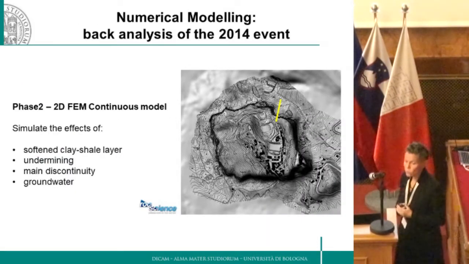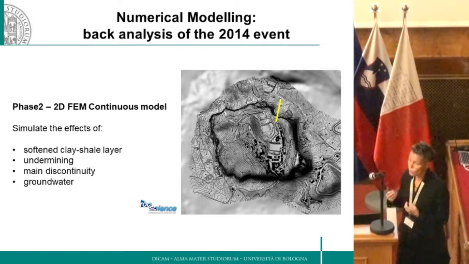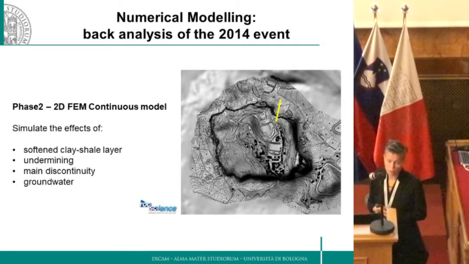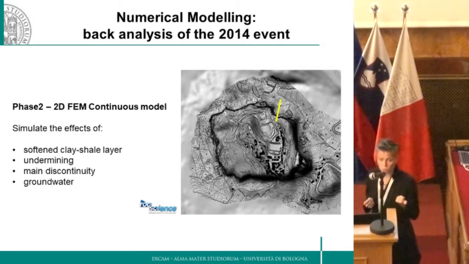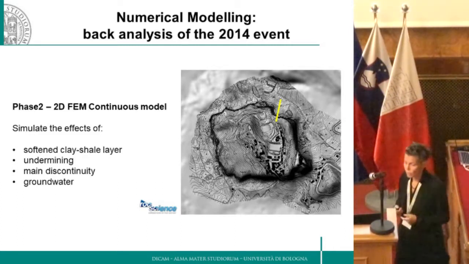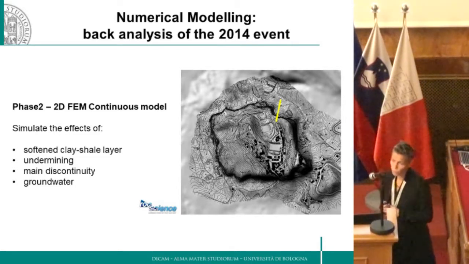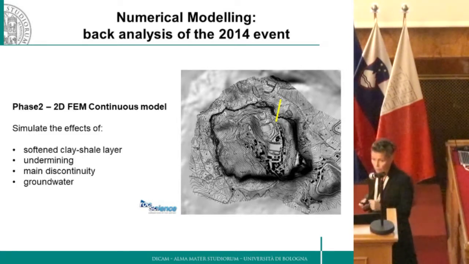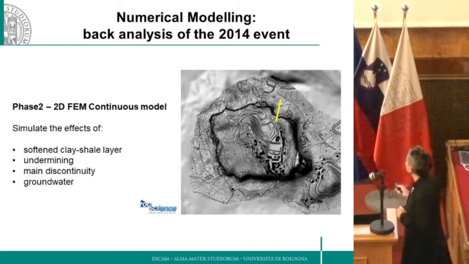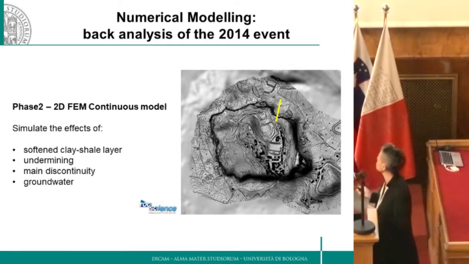So by using all these pieces of information, we did some numerical modeling exercises using different types of software, both 2D and 3D, and with discontinuous and continuous approaches. Today I'm showing just this part, the modeling exercise done with Phase2, which is a 2D finite element continuous code that we used to simulate the effects of some possible predisposing factors.